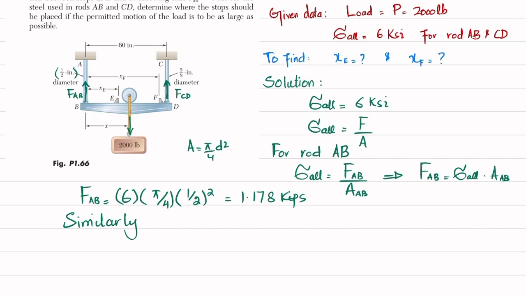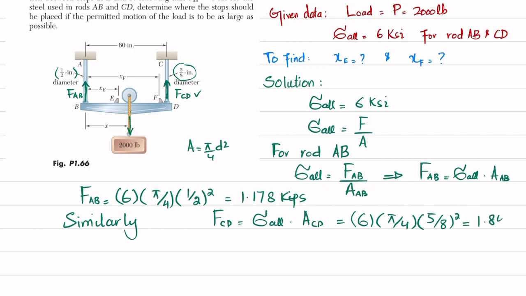This is FAB. Similarly, FCD will be equal to allowable stress into area of CD. So the allowable stress is 6 and the area of rod CD is pi by 4 into d, which is 5 by 8, whole square. Again, when you solve this, you will get FCD equal to 1.84 kips.